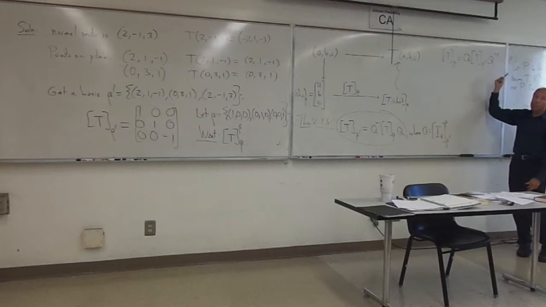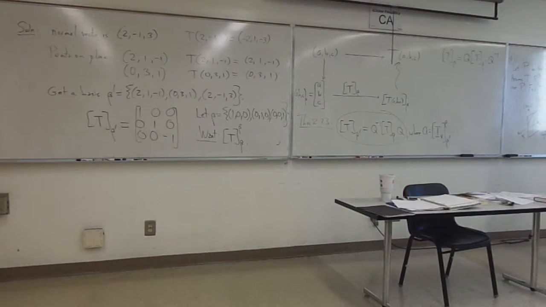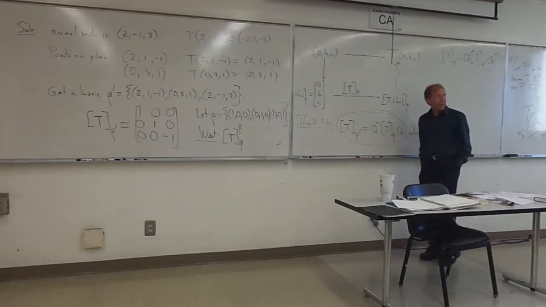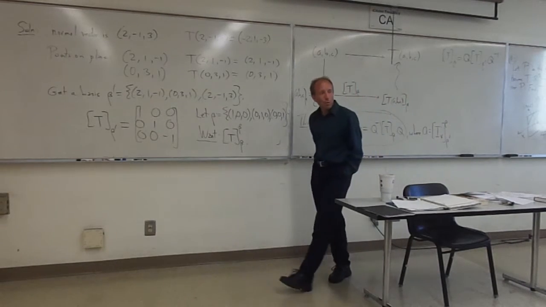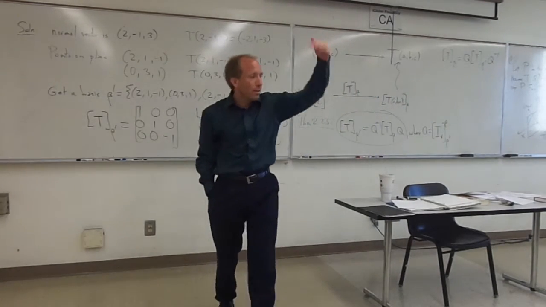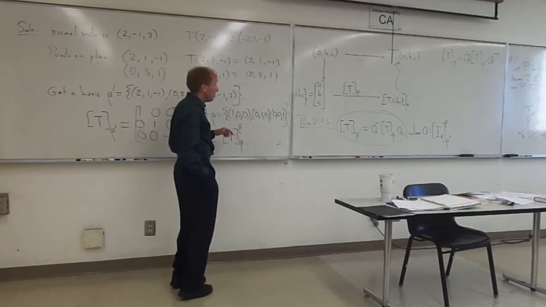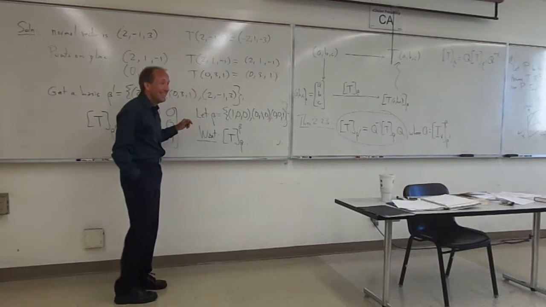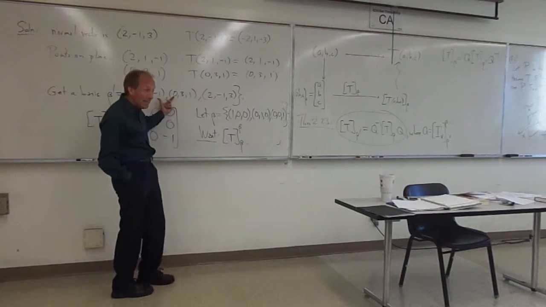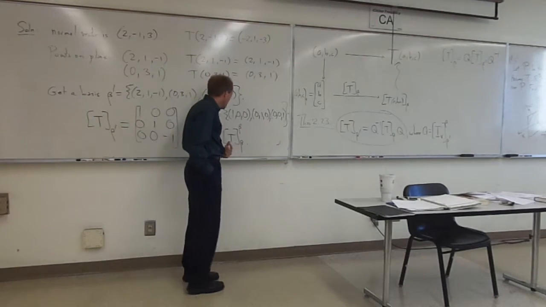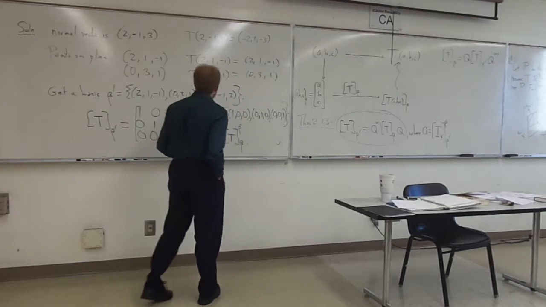I've already got this matrix. I need to get Q and Q inverse. Which one is easier to figure out right now? The Q or the Q inverse? Nice to ugly or ugly to nice? Ugly to nice is what we want. Which one's ugly? Beta prime. Which one's nice? Beta.